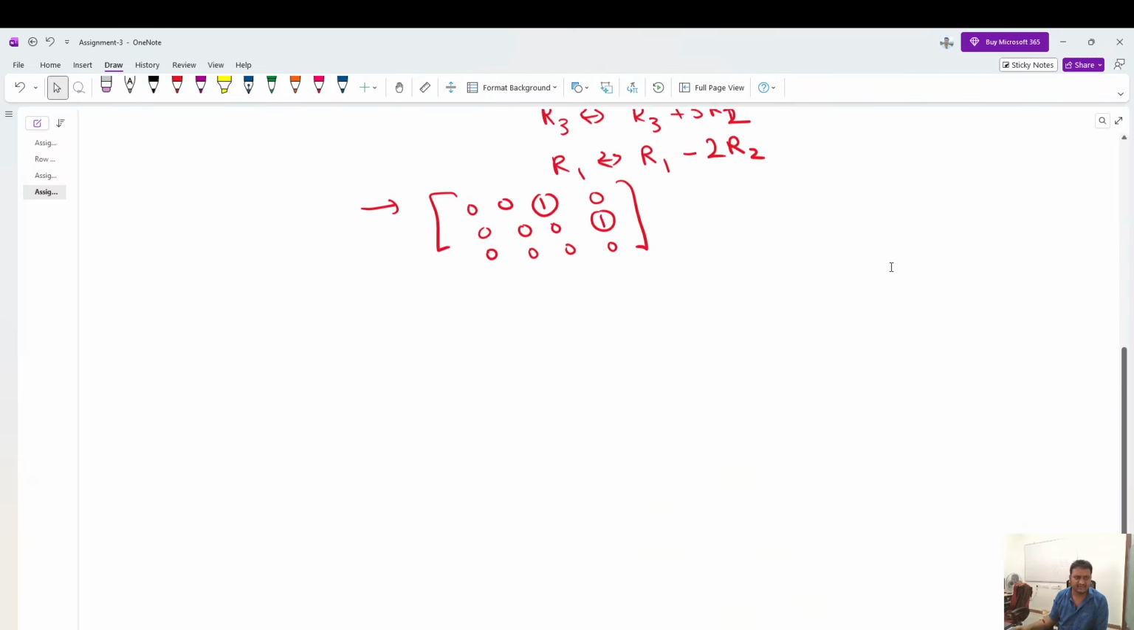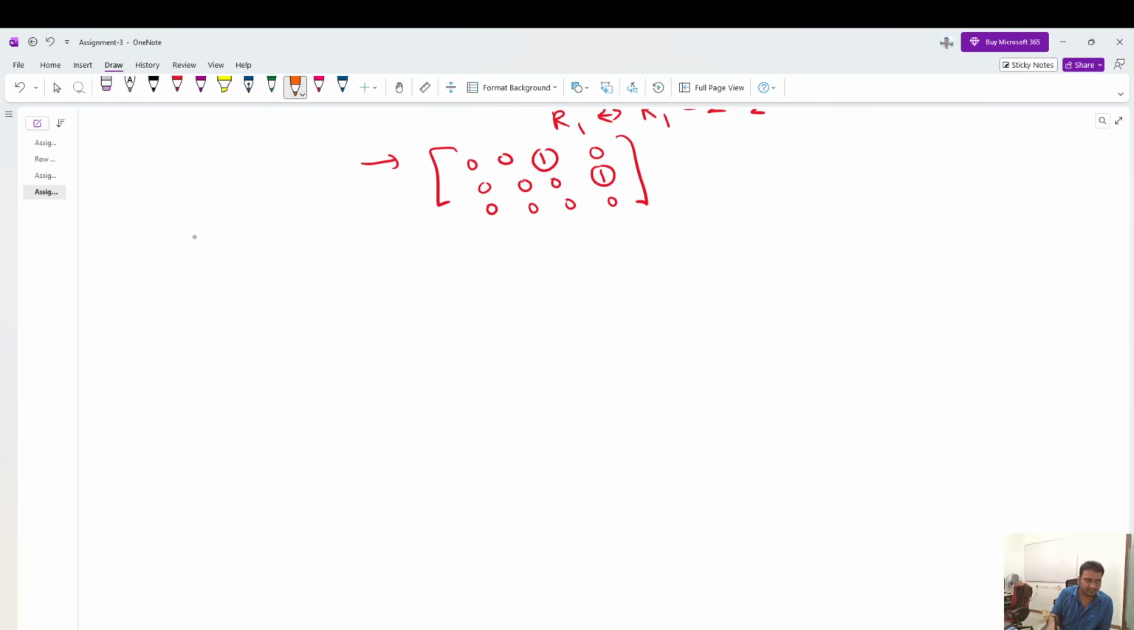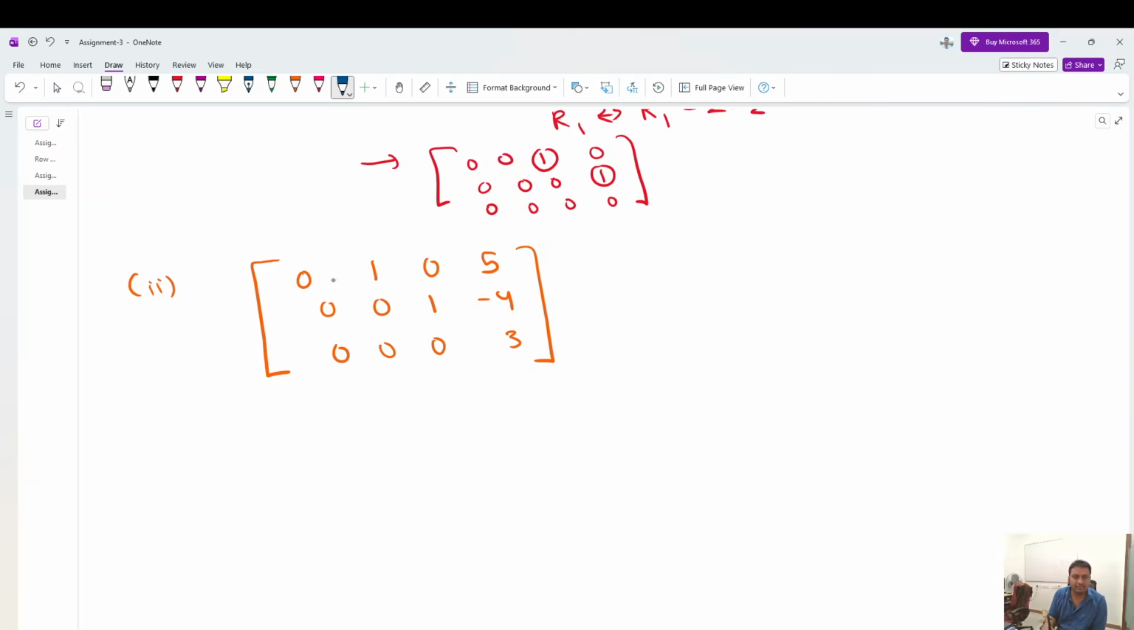Okay, very nice. Let us do the second part. So the matrix is 0, 1, 0, 5; 0, 0, 1, minus 4; 0, 0, 0, 3. Now, let's come to the first row. Look at the first non-zero entry. Oh, it's 1. Is everything below 0? Yeah, below 1, I mean.